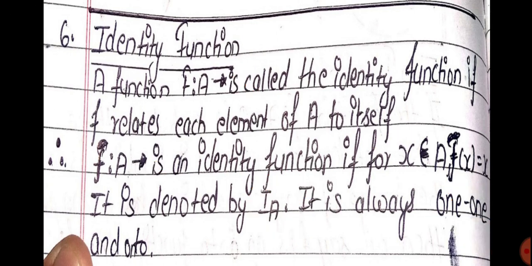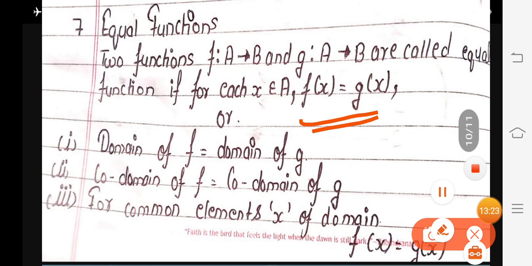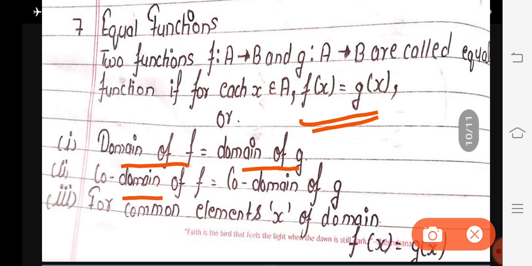Come to the next, equal functions. Two functions f from A to B and g from A to B are called equal functions if for each x belongs to A, f(x) equals g(x). In other words, you can say if the domain of f equals the domain of g, the codomain of f equals the codomain of g, and for every common element x of the domain, f(x) equals g(x).